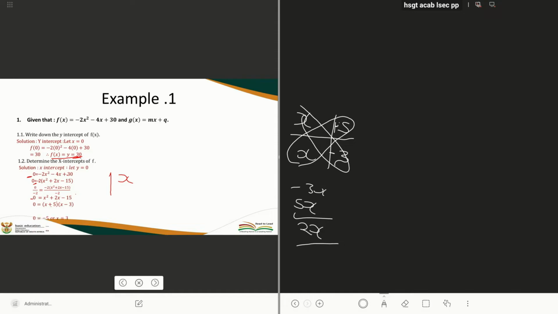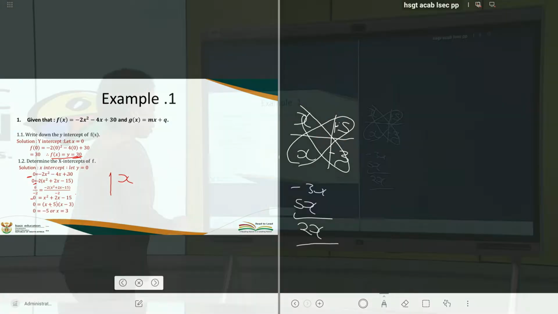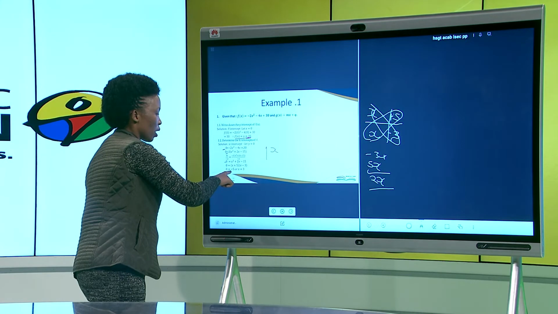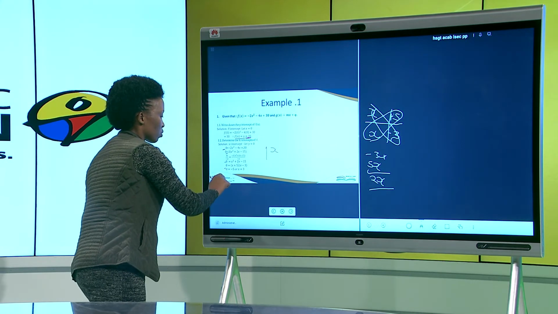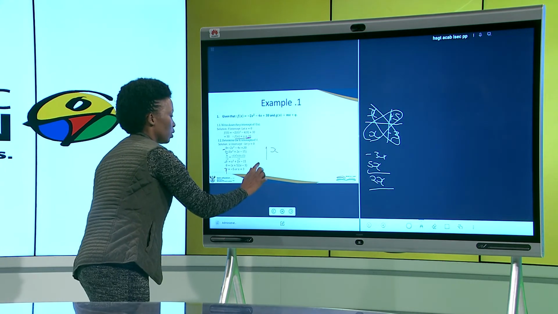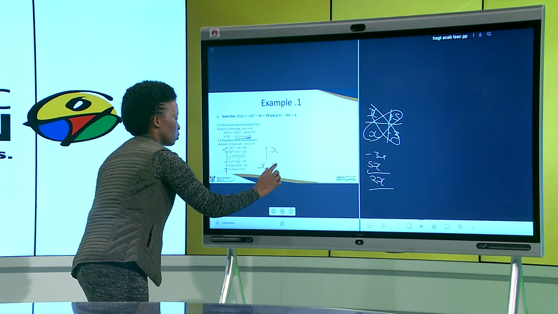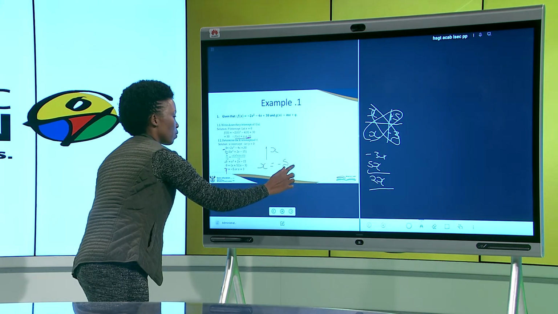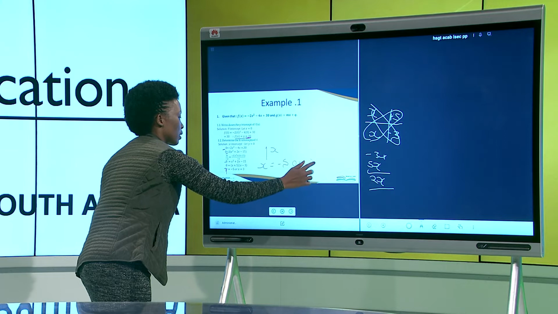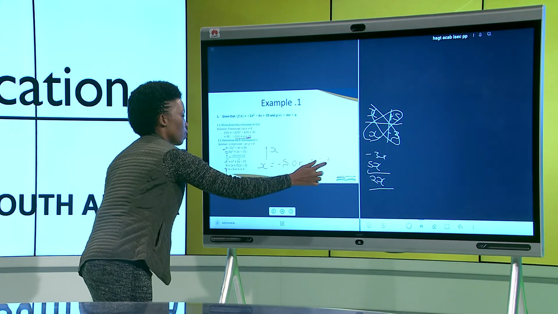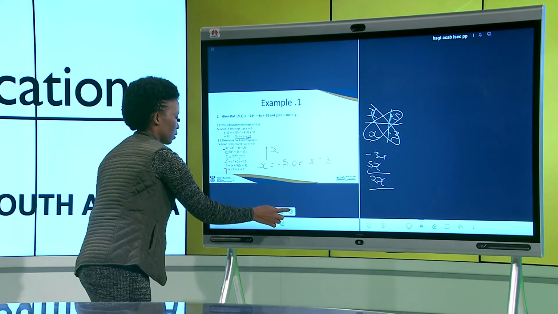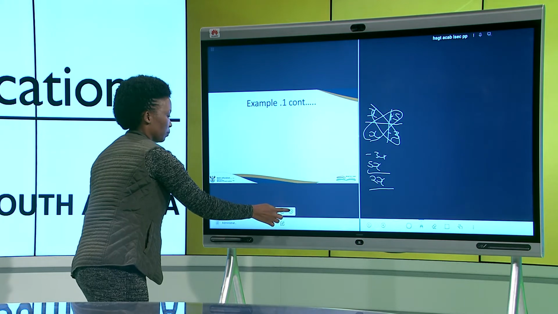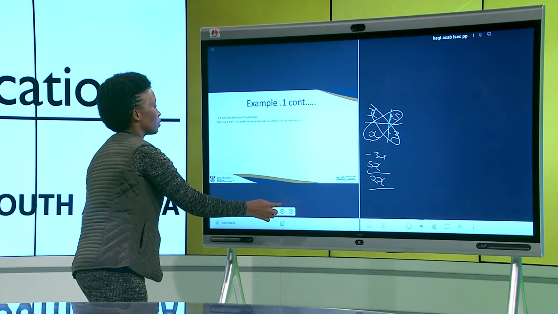Now, what are the possible x values now? Therefore, at the end, you're going to have our x. Let's rectify this one. You're going to have our x as what? Therefore, our x is equal to negative 5, or our x is equal to positive 3. That's it. Okay? Moving to the next example now.